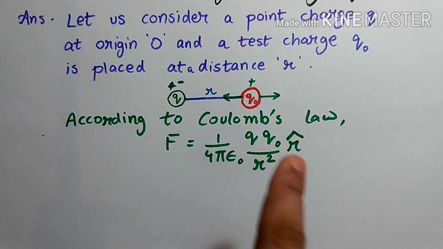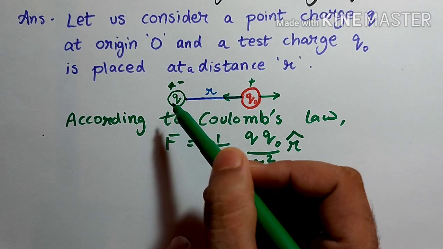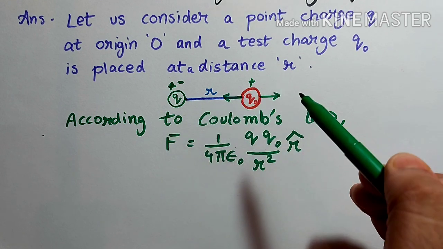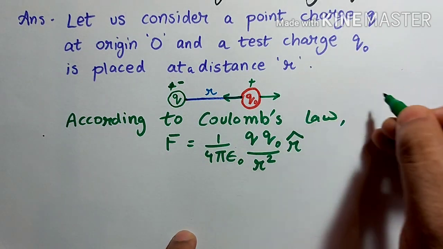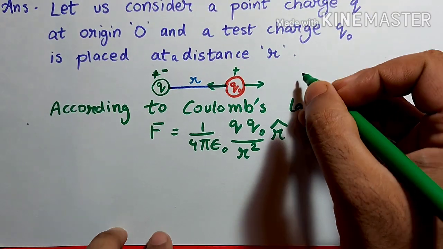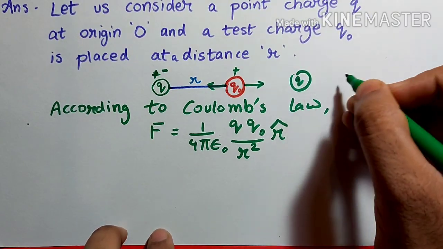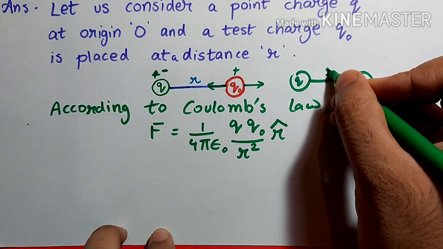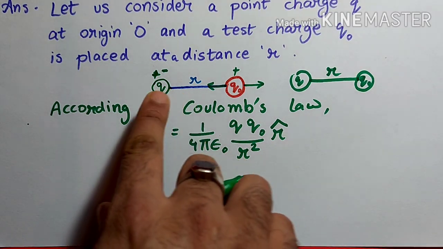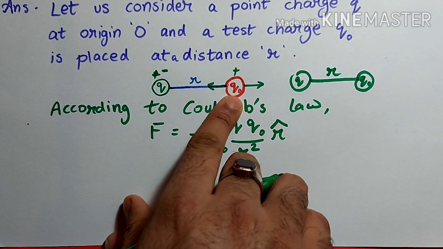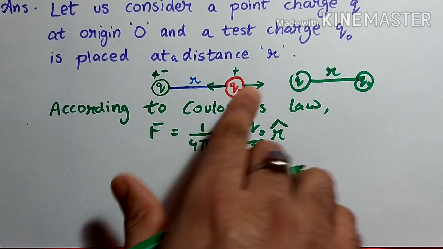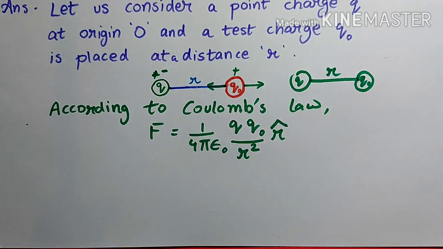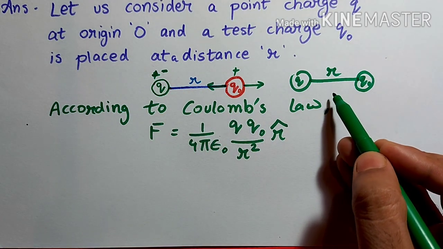For a note, always remember, don't put plus or minus sign in the figure. You simply draw q, q naught and r. These plus and minus signs are for your understanding. Don't draw these arrows or plus and minus signs, just this figure.